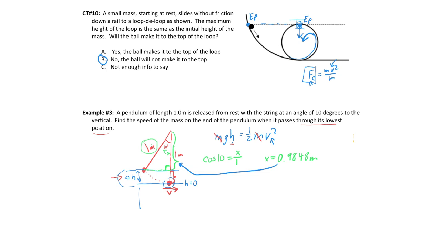So that would be the full 1 meter of the string minus the 0.9848 that we just got. And so what we end up getting is that our height, or the change in height, however you want to look at it, is 0.0152, just like that. All right, so we're going to put that in for the H.